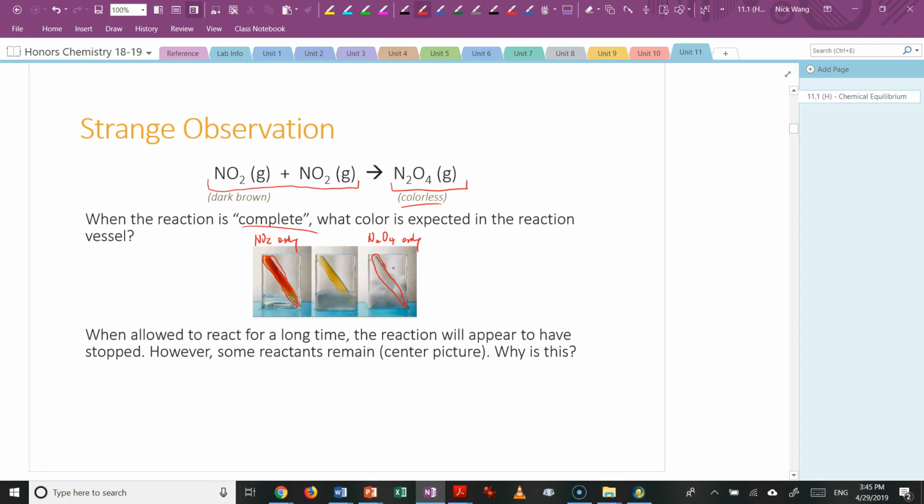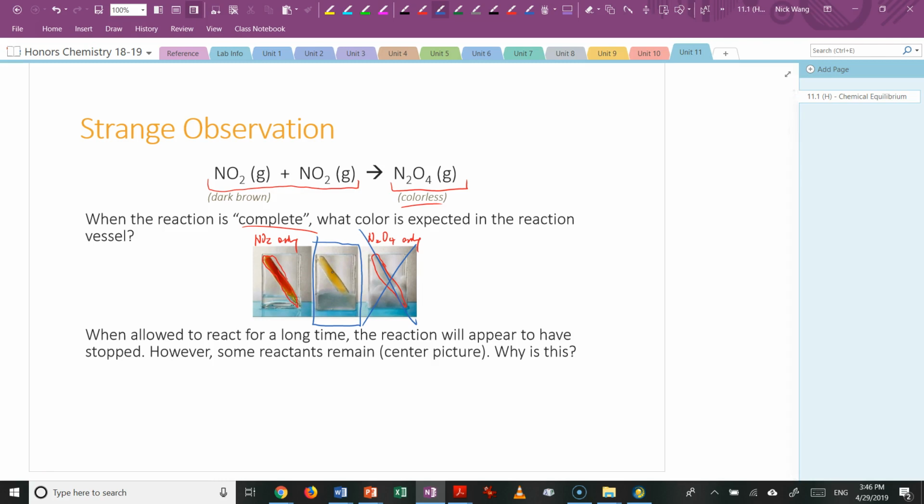So at the end of the day, let's back up for a second. If I really did start with only NO2 reactants in this condition, and then I let it sit out for a while, the reality is that you would never see this. You'd actually only see this as your diagram. So why is that? Even if you let it sit there for ages, the reaction will appear to have stopped at this color, where really some reactants remain and there are some products.